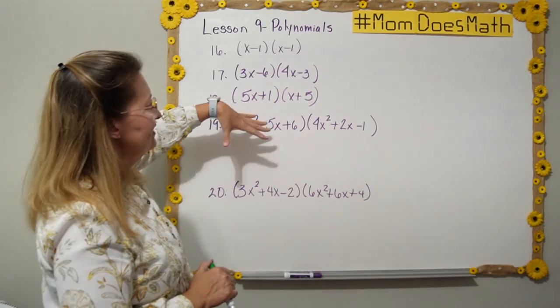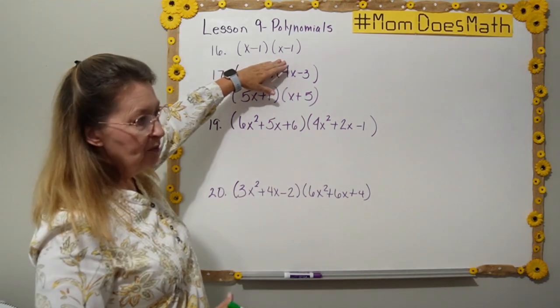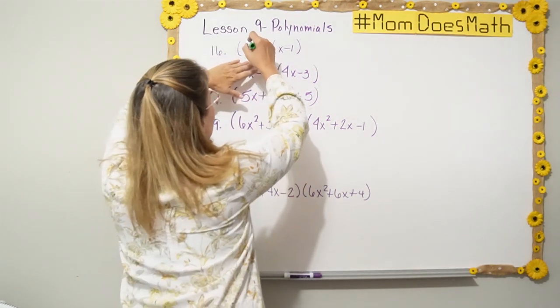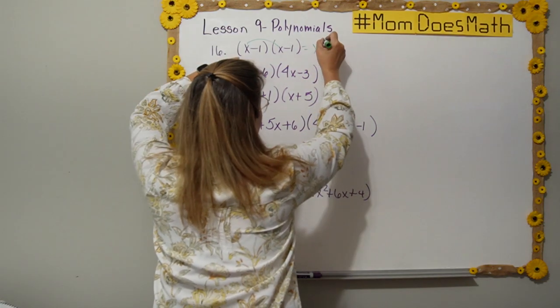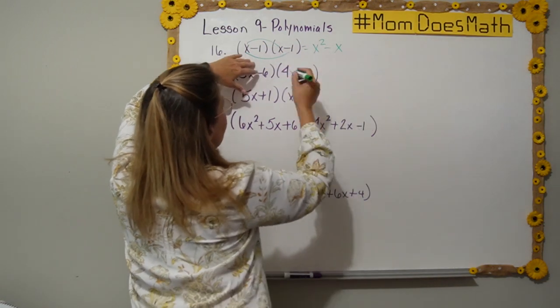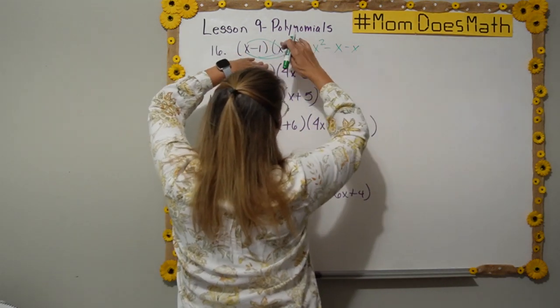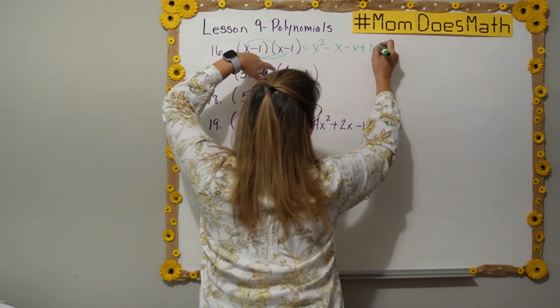All right, one more set. Okay, let's look at our last set of 5 for this lesson. And first we have binomial times binomial, so we're just going to FOIL it or distribute it. X times x is x squared. We've got minus 1x, so we'll just put the x. Minus 1x, another x. And then minus 1 times minus 1 is plus 1.